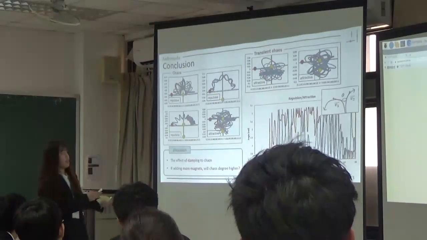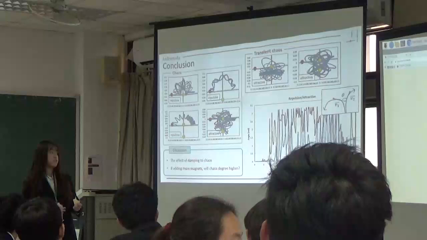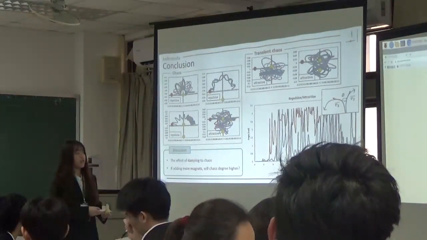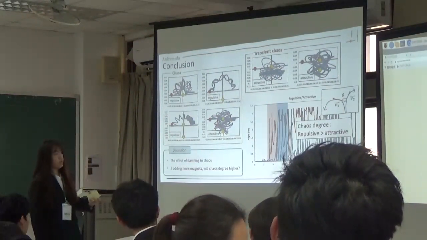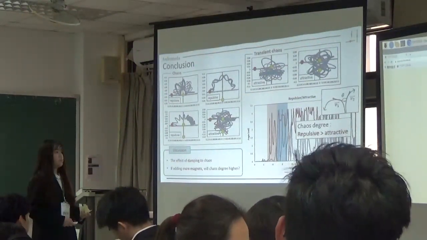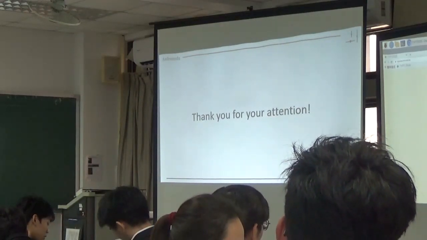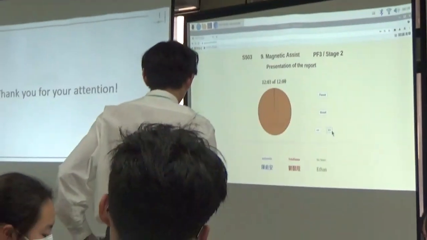And then in my experiment, I have classified different conditions of the magnets to chaos, and we can know that the chaos degree of the repulsive one is bigger than the attractive one. And that's all for my presentation. Thank you for your attention. Question of the opponent to the reporter.